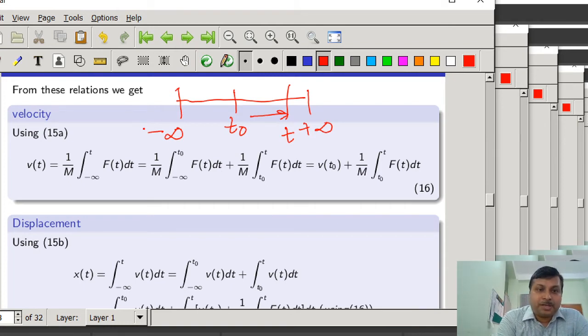So why have we started from minus infinity? Because it is a dynamical system. So the behavior of the dynamical system depends on the past inputs. So if the system was driven by the past inputs, then that also has to be taken care of when we want to know at any time the displacement as well as the velocity of the system.